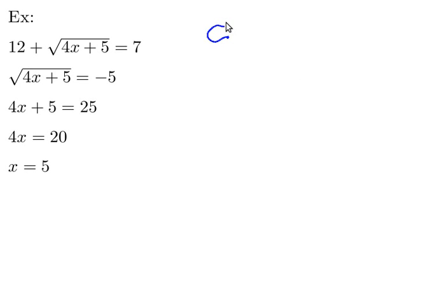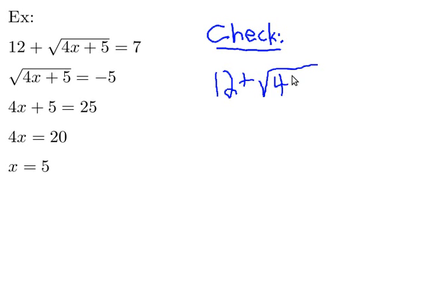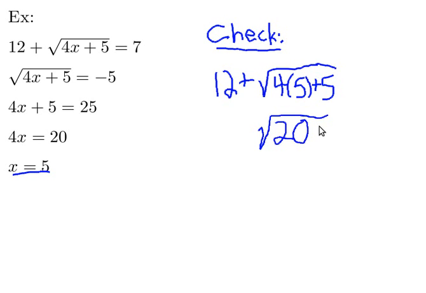Let's see if I can get some practice in on getting my writing better. Well, that's readable. So that's not too terrible. So check. We have 12 plus the square root of 4 times 5 plus 5. And all I did was put 5 in for x, because that's our solution. And I'm going to see if that comes out as 7. If it doesn't, then that means something went wrong. So 4 times 5 is going to be 20 plus 5. Then we still have the plus 12 out here.